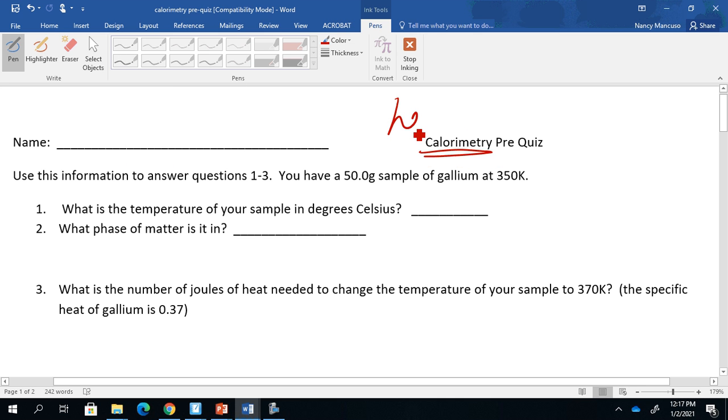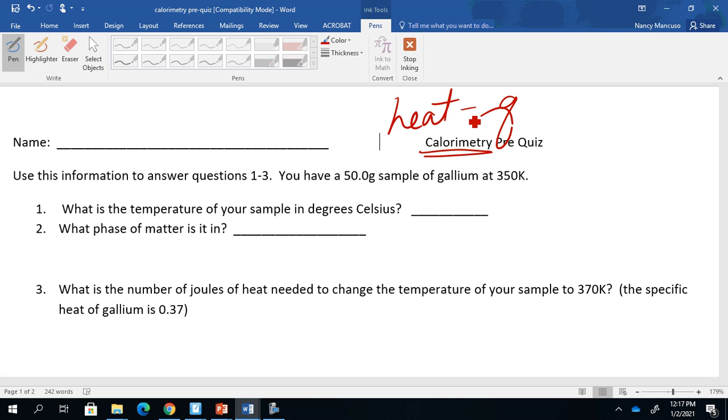So calorimetry, every time you see that word, I want you to think heat, and heat is equal to Q. So your Q formulas are on Table T. We'll be needing those formulas today. So make sure you have your reference table and a calculator out and ready for this pre-quiz.